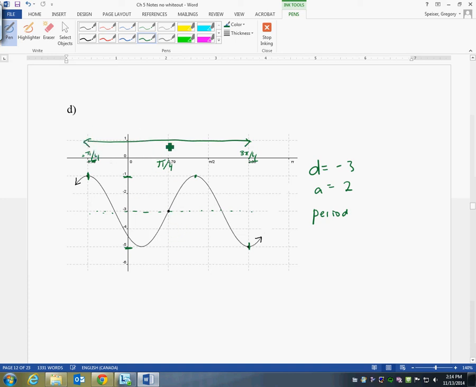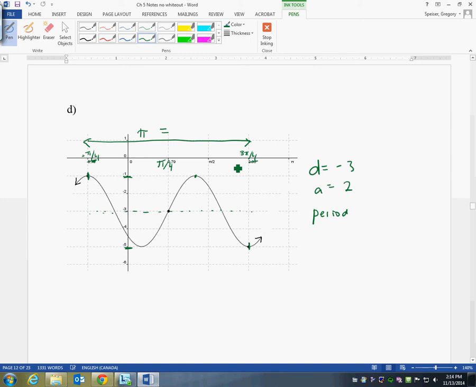I want to know it in two ways, and I'm going to say that the two are equal. One is I want to say what's the distance from negative pi over 4 to 3 pi over 4. Hey, I know what that is. It's pi over 4 plus 3 pi over 4. That's 4 pi over 4. That's pi. So this distance is pi.